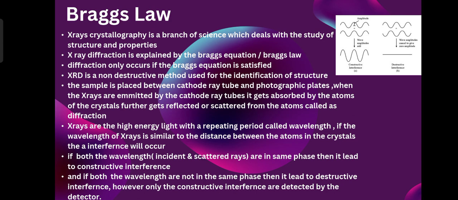Starting with Bragg's equation. Now let's define X-ray crystallography. X-ray crystallography is a branch of science which deals with the study of structures and properties. So here we deal with the study of the crystal structure and its properties. The X-ray diffraction is explained by Bragg's equation, and therefore we say that only if Bragg's equation is satisfied will X-ray diffraction happen, otherwise not.